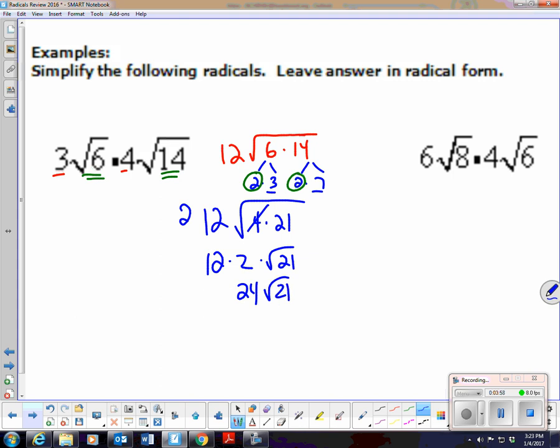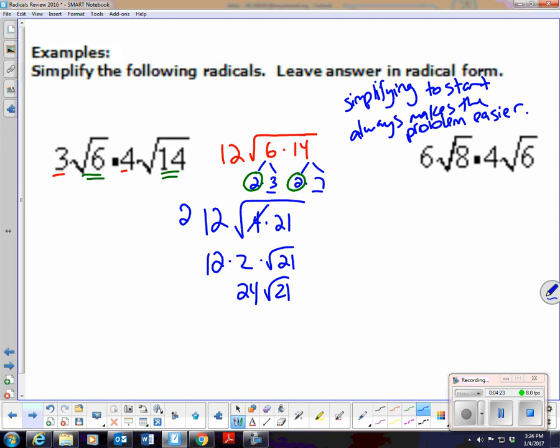Okay, if I go over to this other one, I want you to remember that simplifying to start always makes the problem easier. If I look at this, I can't mess around with the 6, but that 8 can simplify. That's 4 times 2, which would bring a 2 out. And so when I go to 2 here, that'd be 12 square root of 2 times 4 square root of 6.